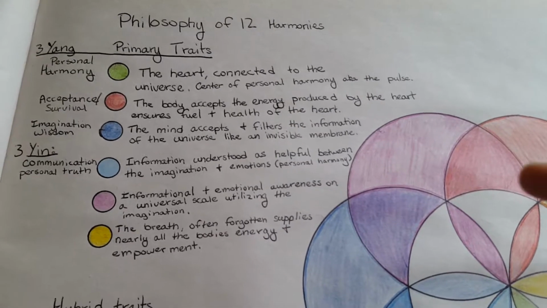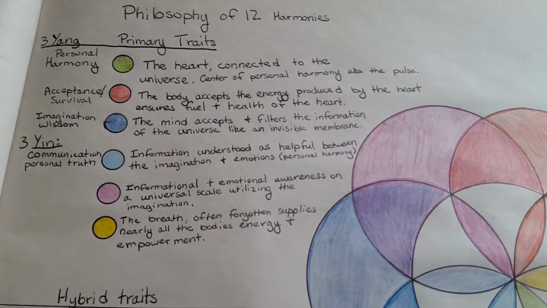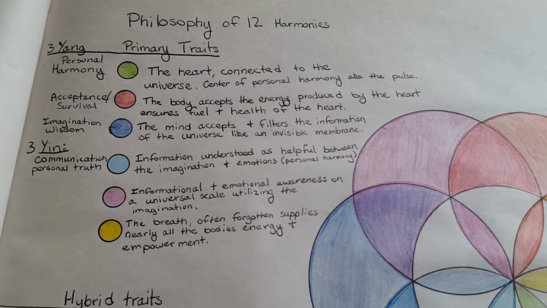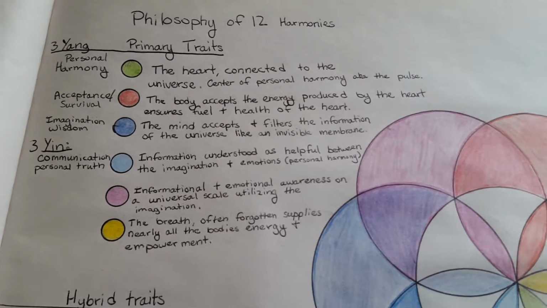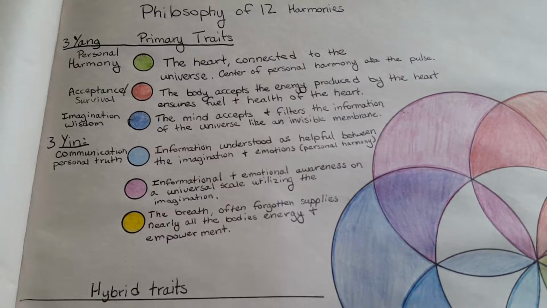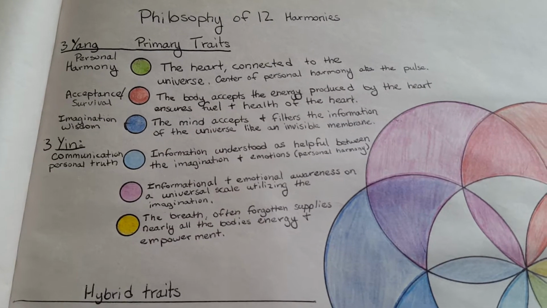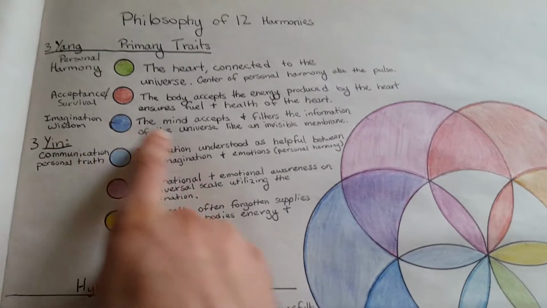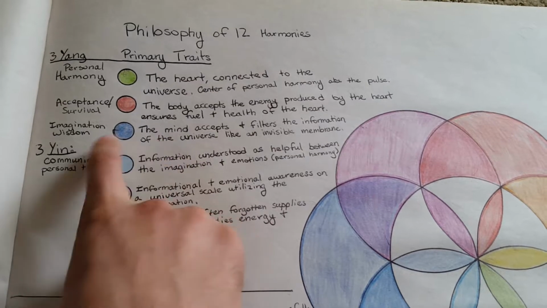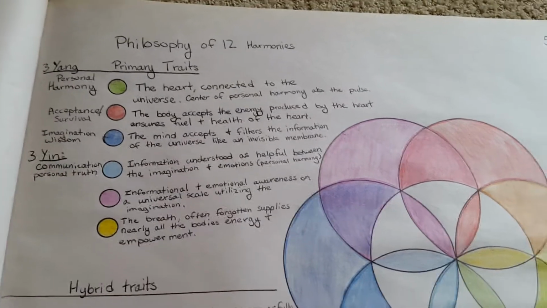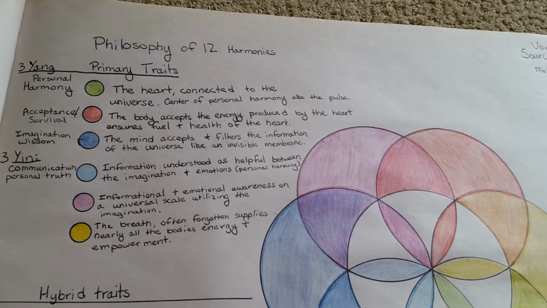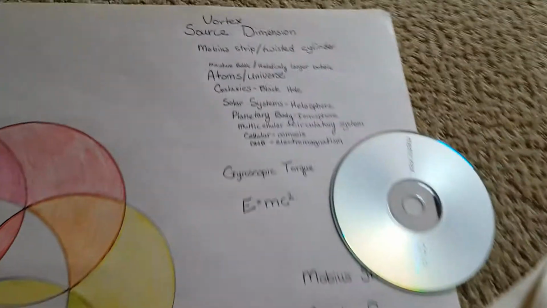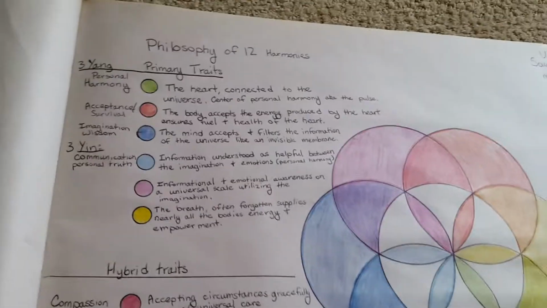So the red chakra would be body, accepts energy that is produced by the heart and ensures fuel and health of the heart, meaning acceptance and survival. Your body is able to accommodate your heart's needs, and it's also able to ensure your heart's survival. And the third one here, dark blue, is essentially the imagination. It's where wisdom comes from. So the mind accepts and filters the information of the universe like an invisible membrane, kind of like a cellular membrane uses osmosis in order to gather information from its environment.